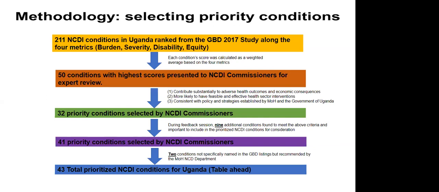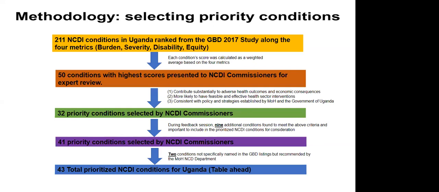So once we ranked according to those four metrics we've mentioned, burden, severity, disability, and equity, we came up with 50 conditions that scored highly. And since we did this work in groups, we felt the number of conditions is still quite high for a priority list, because a priority should usually have a few conditions. So we went further to rank them according to 3 dimensions.